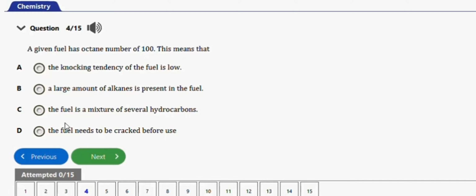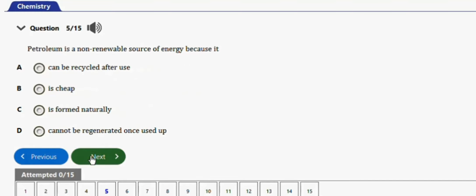Very correct. Let's take question with this one. It says, petroleum is a non-renewable source of energy because it can be recycled after use. No, is cheap, is formed naturally. No, cannot be regenerated once used up. Yeah, option D, the right answer. Next question is this one.